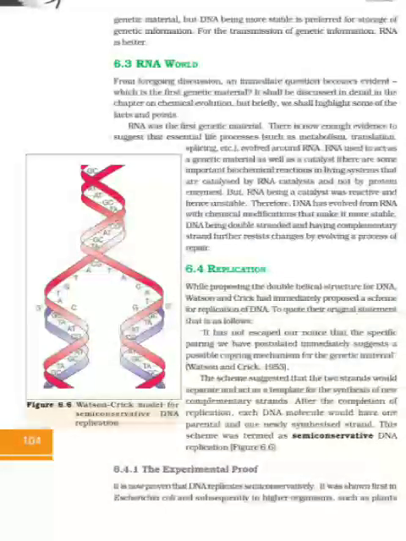While proposing the double helical structure for DNA, Watson and Crick had immediately proposed a scheme for replication of DNA. To quote their original statement, it is as follows: "It has not escaped our notice that the specific pairing we have postulated immediately suggests a possible copying mechanism for the genetic material."